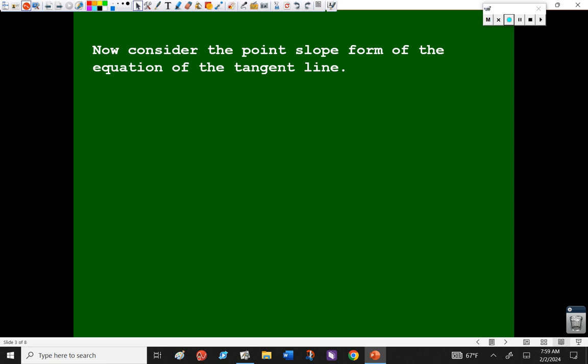Now consider the point-slope form of the equation of a tangent line. This is the only way we've been writing equations of lines, and that is y minus y1, or in this case, f of x sub 1, equals the derivative of f of x sub 1, which is basically the slope, times x minus x1. We'll put this in function notation just to speed up the process on the Newton's method that we're doing. What we're going to do here, ladies and gentlemen, is we're actually going to solve for y.